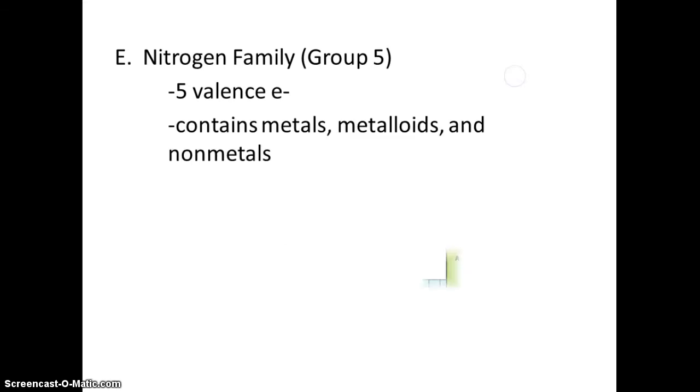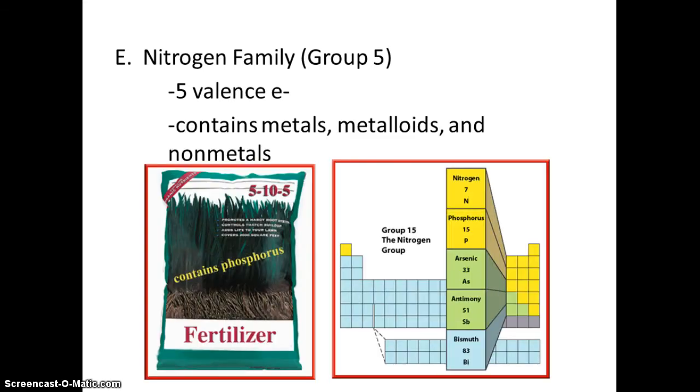Nitrogen family, that's group 5, so it has 5 valence electrons. It contains metals, metalloids, and nonmetals. Nitrogen and phosphorus are very common in fertilizers. Arsenic is a poison. Bismuth is in Pepto-Bismol.